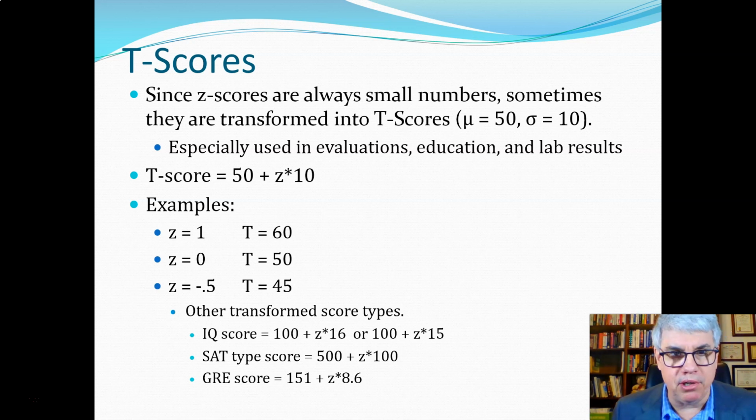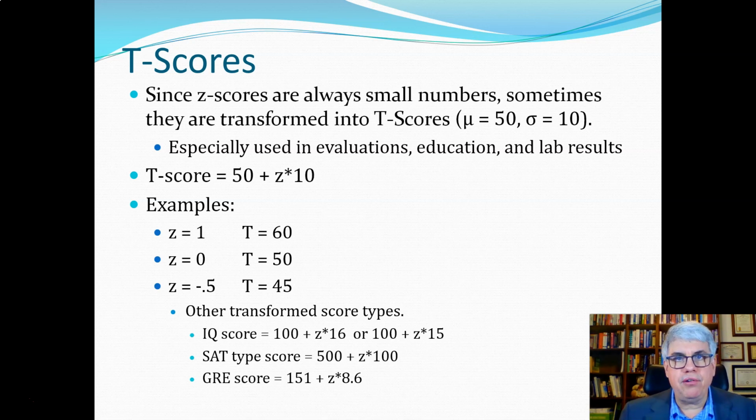We like counting numbers. Well, since z-scores are always these decimals, and sometimes they're negative, what we can do is transform them so that they're easier to use. Now, by transform, I mean we put them through some formula so that they become numbers that mean the exact same thing, but are easier to handle.